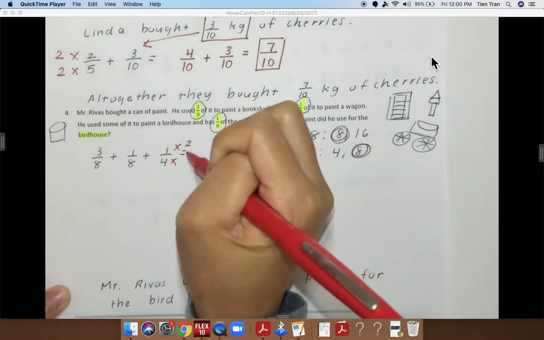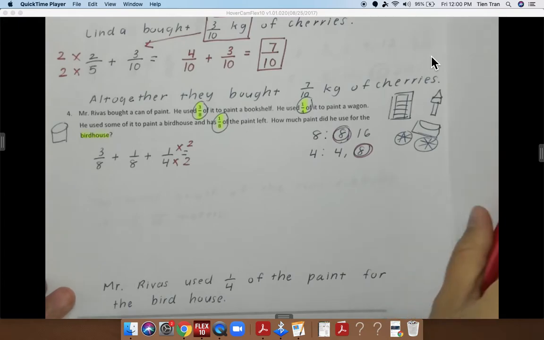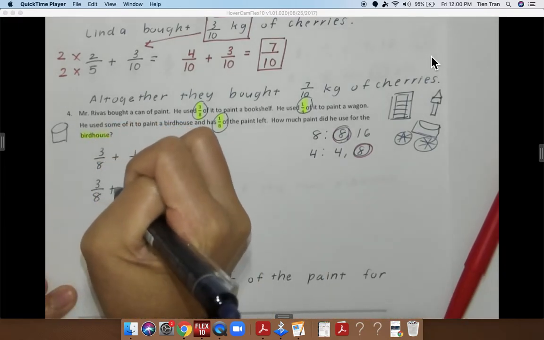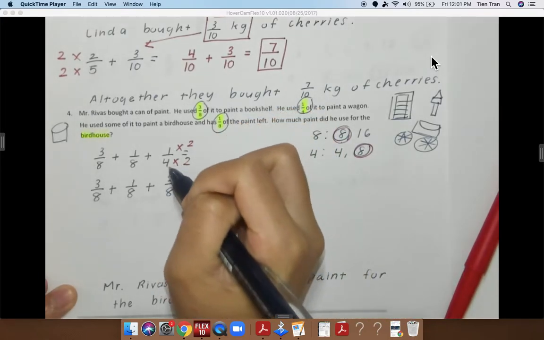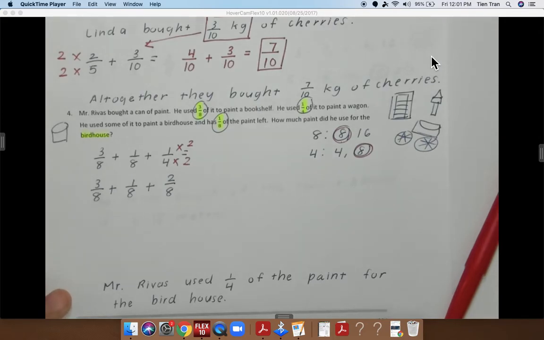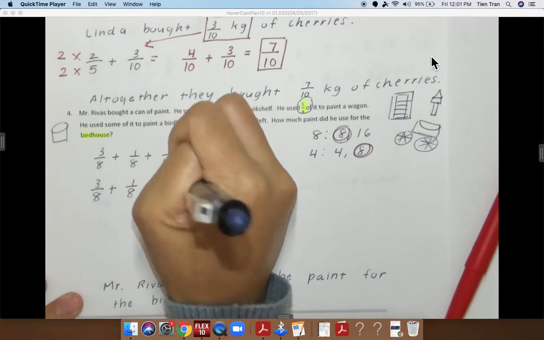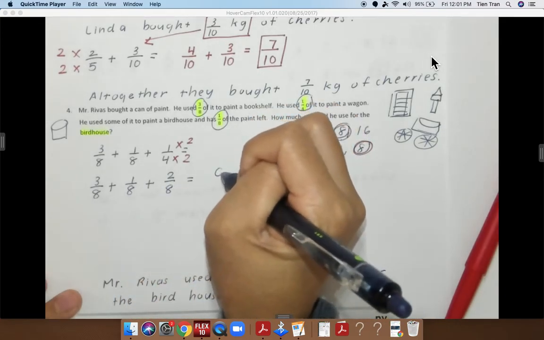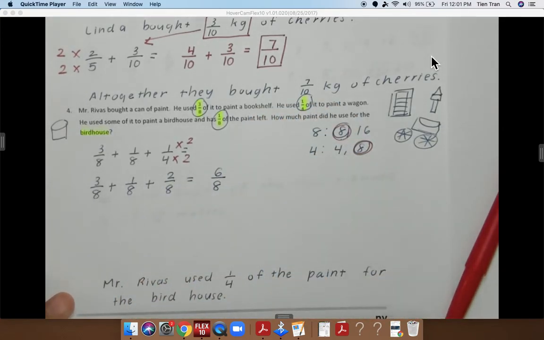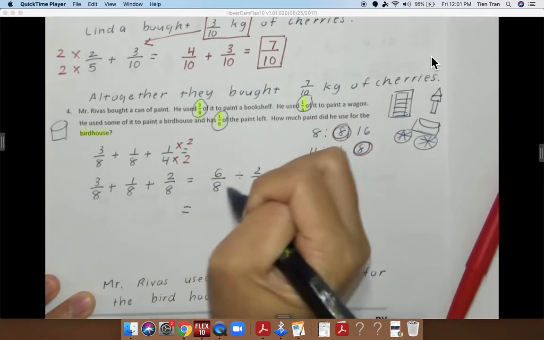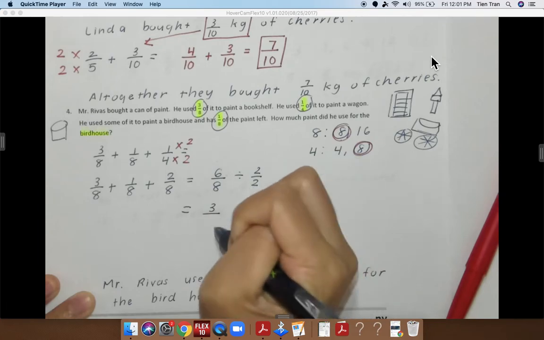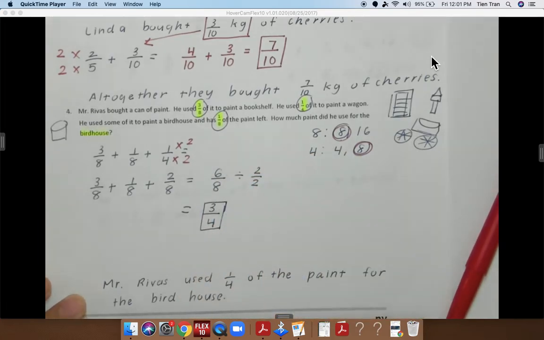I'm going to multiply the top and bottom number by 2 to get 8. So now I have 3/8 plus 1/8 plus 2/8 because 1 times 2 is 2 and 4 times 2 is 8. So now that my denominators are all the same, I'm going to add it together. 3 plus 1 plus 2 is equal to 6/8. Looking at this number, I can actually simplify it to a smaller number. So I'm going to divide this by 2 over 2. 6 divided by 2 is equal to 3, and 8 divided by 2 is equal to 4. So I get 3/4. That's how much he is going to need in order to paint.